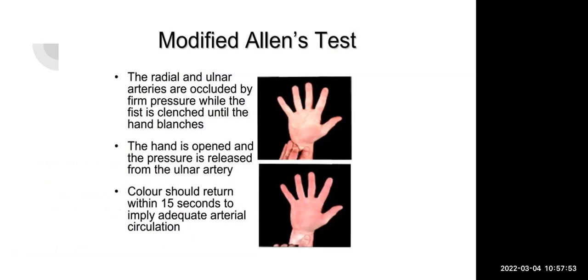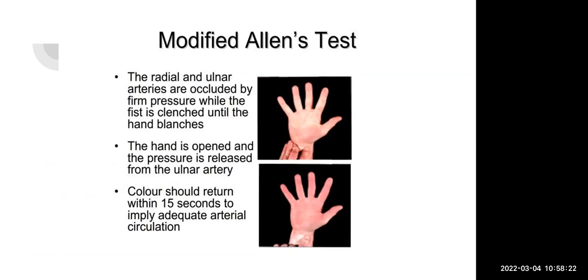So these are the modified Allen tests. How to do the test? We have to occlude the radial and ulnar arteries both simultaneously while the fist is clenched, and then we ask the patient to open the palm and see if the palm is pale.